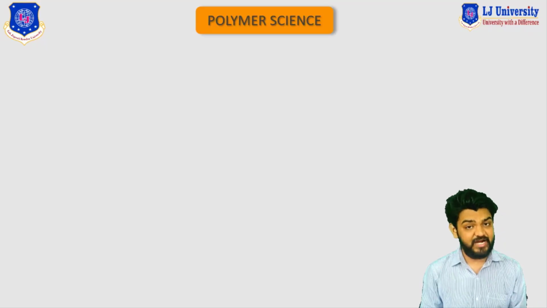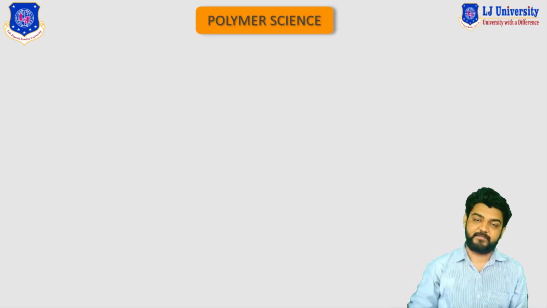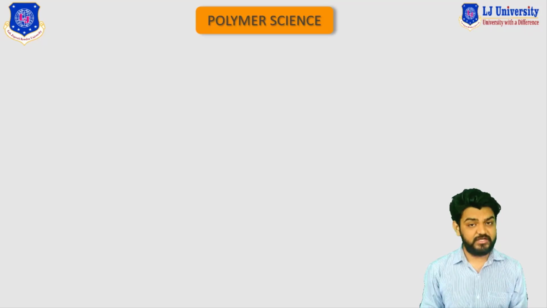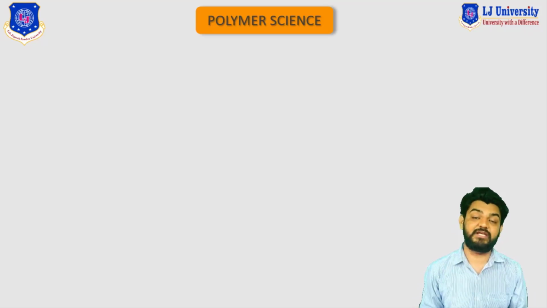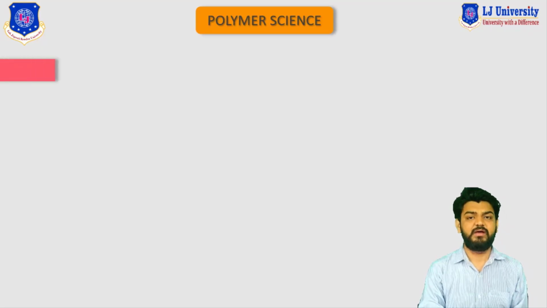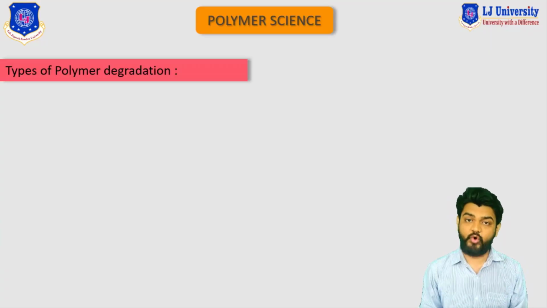If you have missed that video, you can find it in the I button over here. In fact, we have also discussed at what stage polymer degradation can take place in polymers. Now, in this video, we are mainly going to focus on the types of polymer degradation.